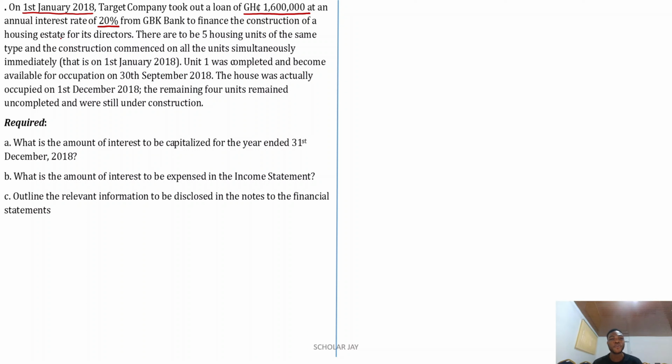So you see, this is straightforward. They went for a loan, which was given to them at an interest rate of 20% every year. Is that not it? To finance the construction of a housing estate. Now, if they are going to construct a housing estate, you know that it will take a period of what? More than 1 year. It will take more than 2 years to even construct. Are you getting the picture? So this is specific borrowing.